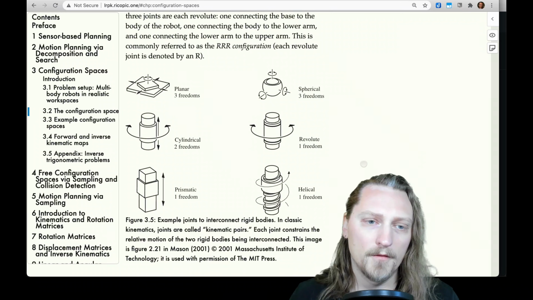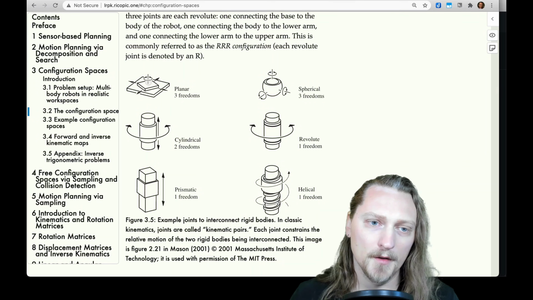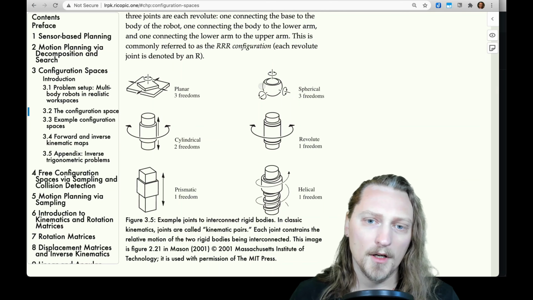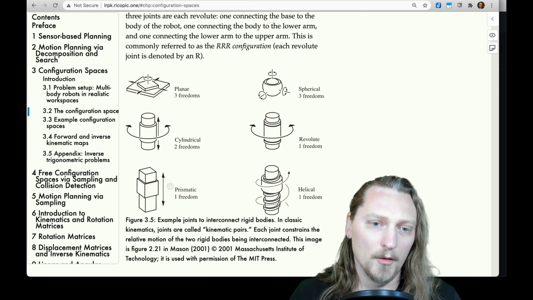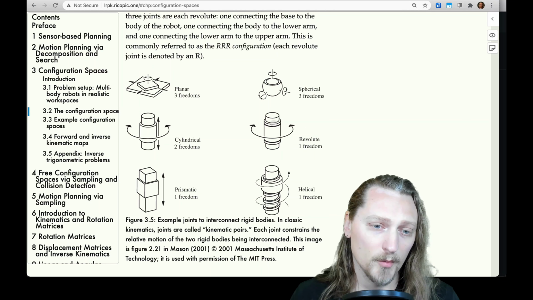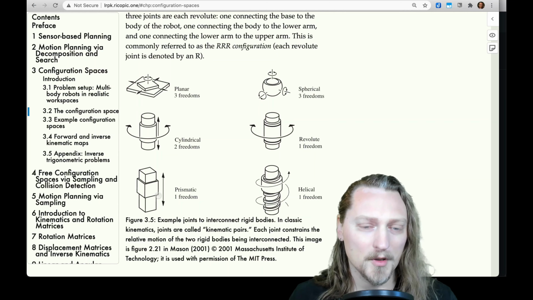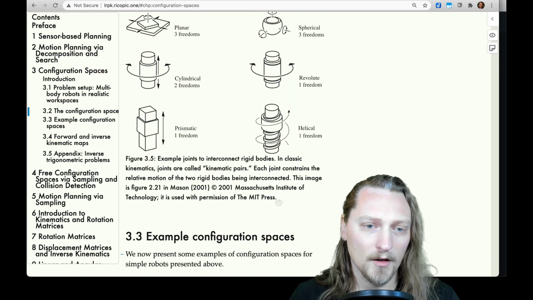Okay. In the figure, there are also some illustrations of 3 degrees of freedom in a planar problem. Spherical, 3 degrees of freedom, this would be like a ball and socket joint, right? We have cylindrical, 2 degrees of freedom, where you can have rotation and translation. Just a revolute, 1 degree of freedom joint, like we talked about before, probably the most common type of joint in robotics. The second most common being prismatic, 1 degree of freedom in translation. And then one helical degree of freedom is illustrated here.